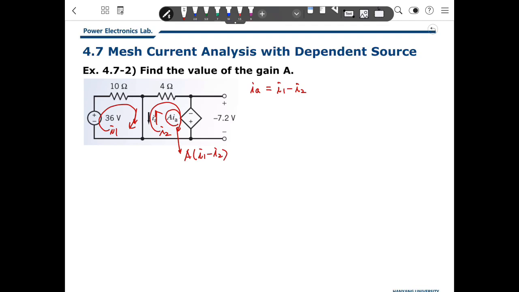Then I'd like to define the voltages here. The element voltage is V1, and this is V2. V1 is 10 and the current is only I1, so 10 I1. V2 is 4 and the current is I2. Then we can write a mesh equation here. The first mesh.